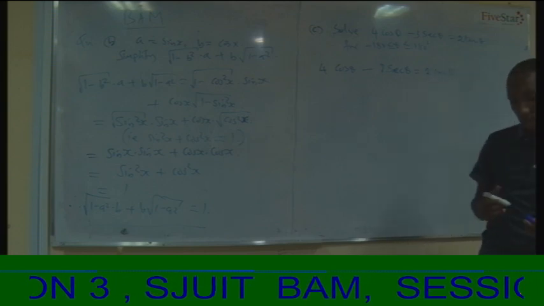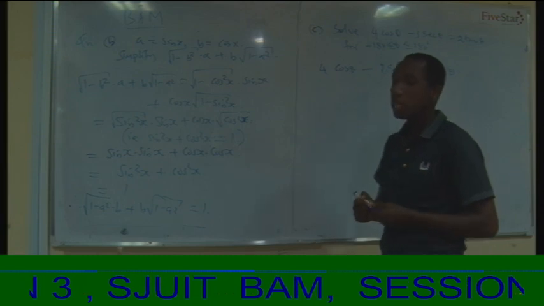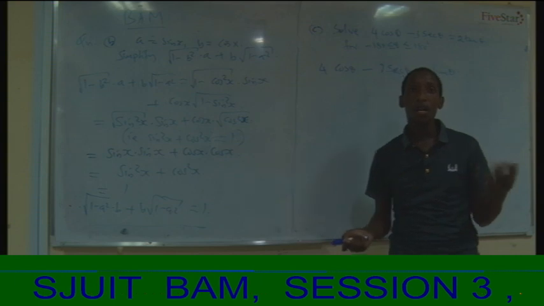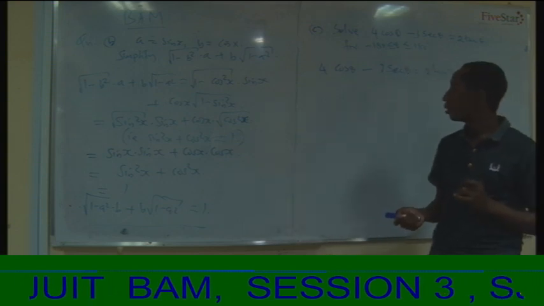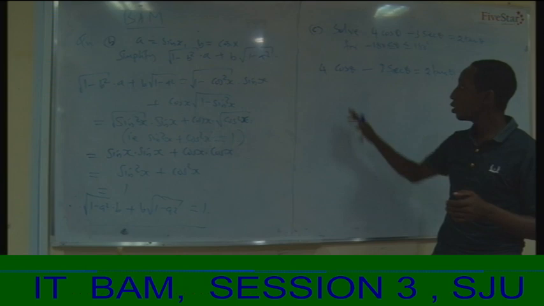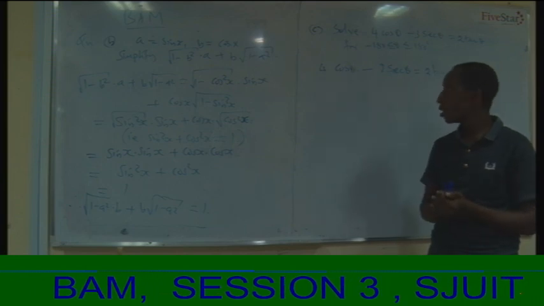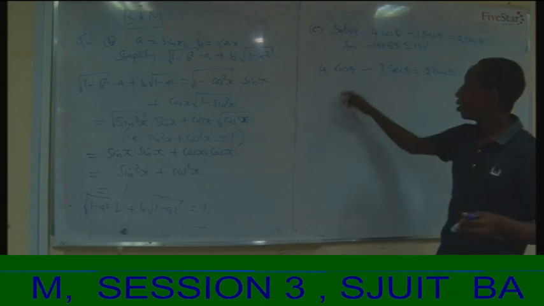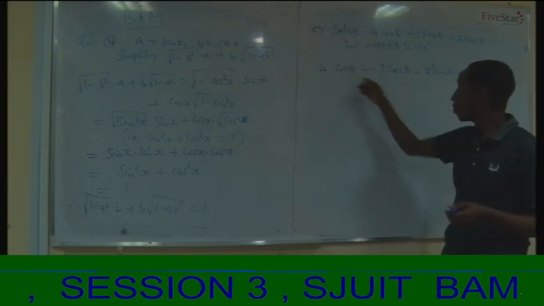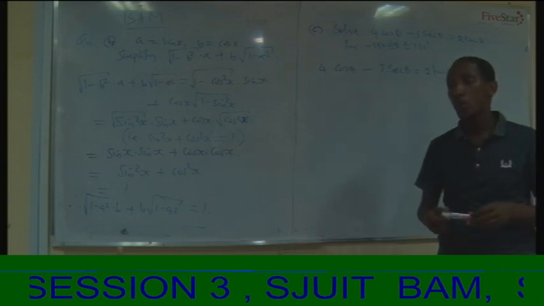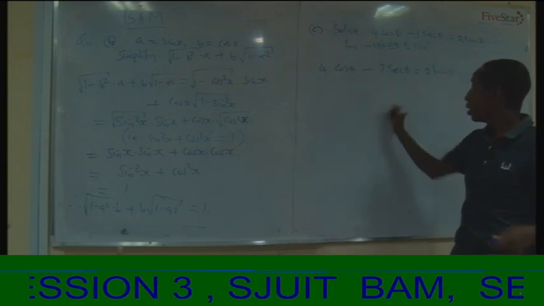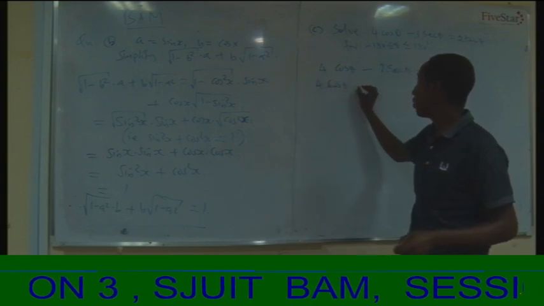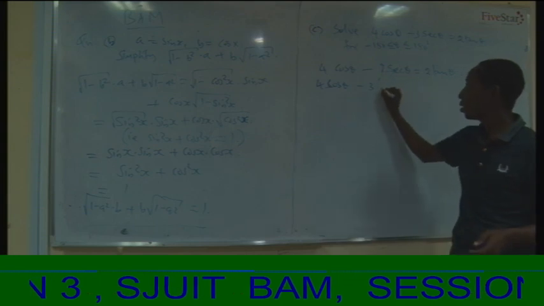What we need to do here, because we have 3 basic trig functions: cosine, tangent, and sine of an angle. So we need to change all of the trig functions into only one function. We can decide to change all of them into cos, or all of them into tan, or all of them into sine.